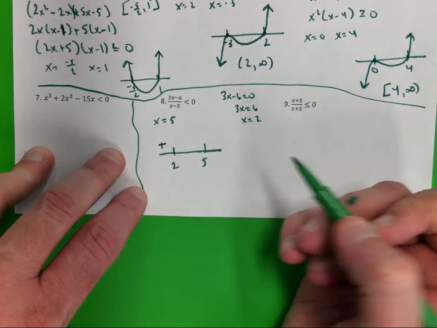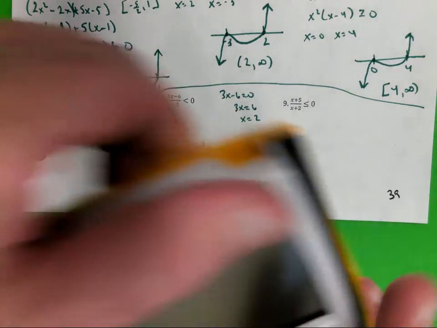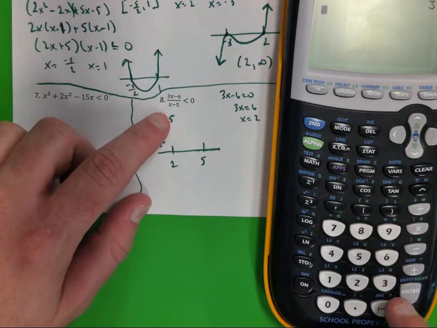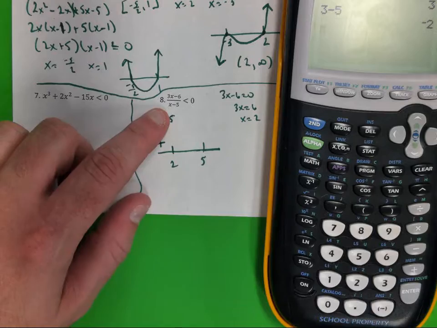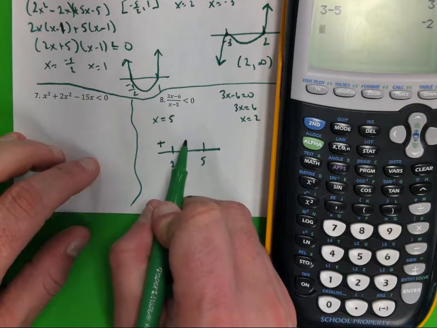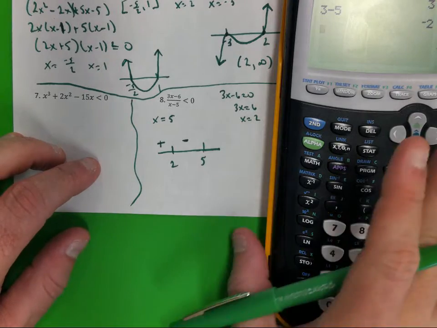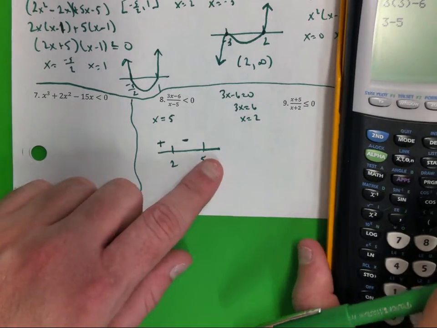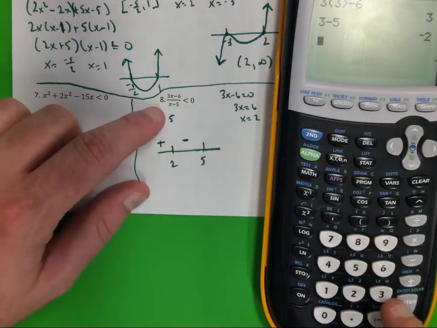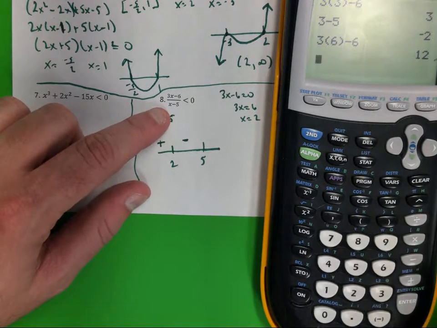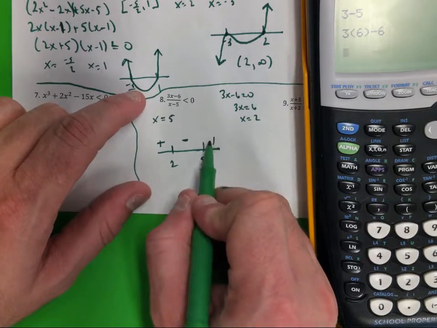What's a number between 2 and 5? You can use anything. 3. Okay, so let's plug that in. 3 times 3 minus 6, over 3 minus 5. 3 divided by negative 2 will give me a positive or negative? We're only worried about the sign, not the exact answer. Then I'm going to plug 6 in. 6 minus 5 is 1, so I know I'm going to get 12 divided by 1, which is a positive value, isn't it?